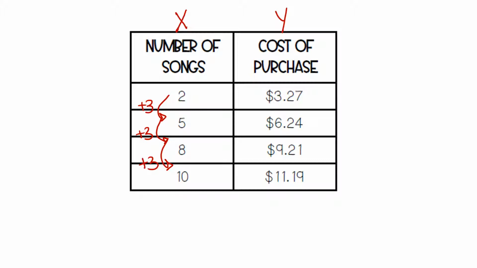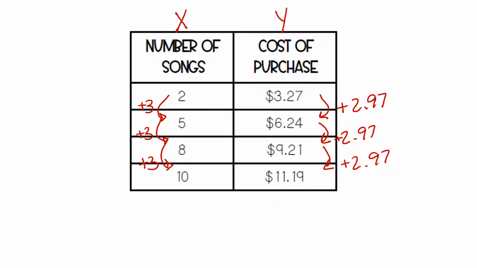On the other side, we are going from 327 to 624, which is going up 297. Again, 624 to 921 is going up 297. 921 to 1119 is up 297.